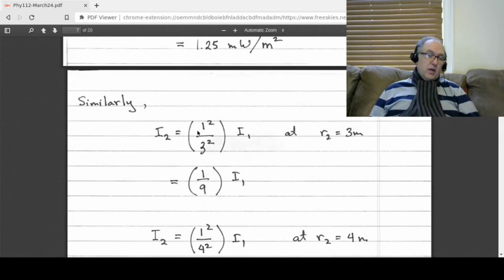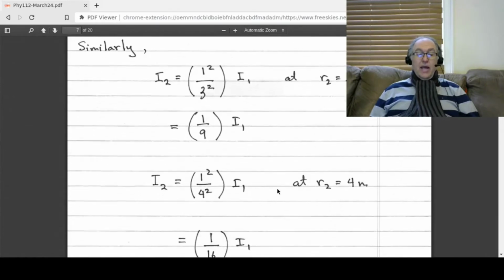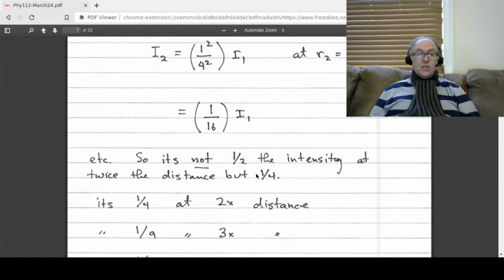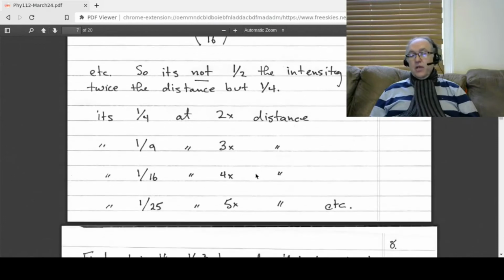At 3 meters, we're not going to have 1 over 2 squared. We're going to have 1 squared over 3 squared, and that's 1/9. And if we did this at 4 meters, we'd have 1 squared over 4 squared, and that's 1/16. And so what you're noticing is an interesting pattern here.